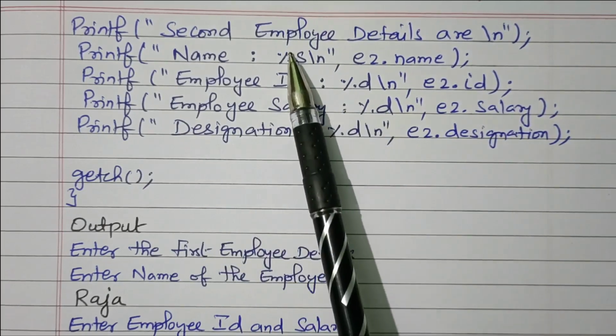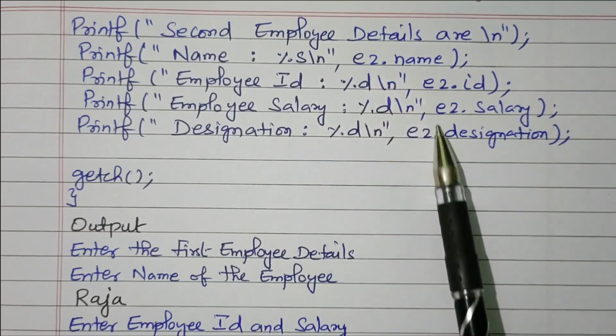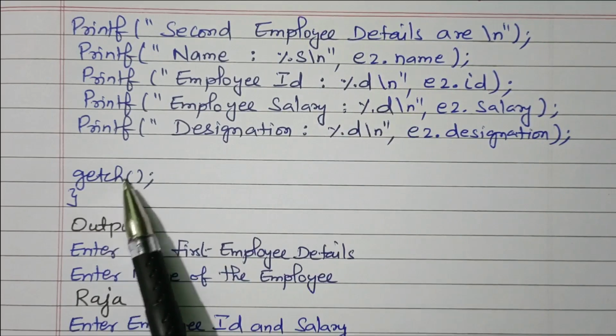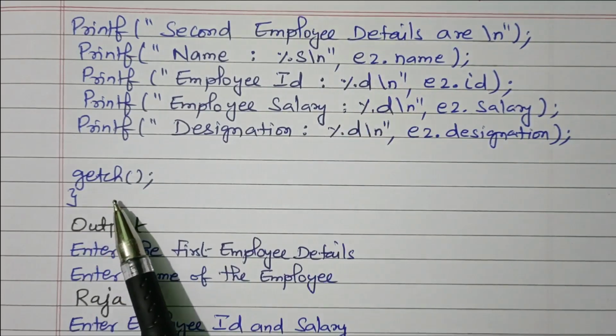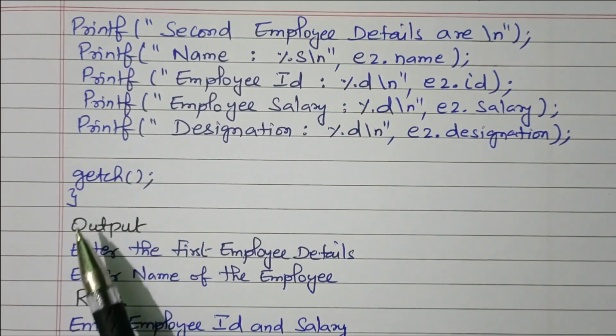So it will print the details one by one because of \n. E2 refers to the second employee details, so it will print the second employee details. Then getch and close the program. Getch will wait for a character from the user, until then we can see the output. Then it closes the program.